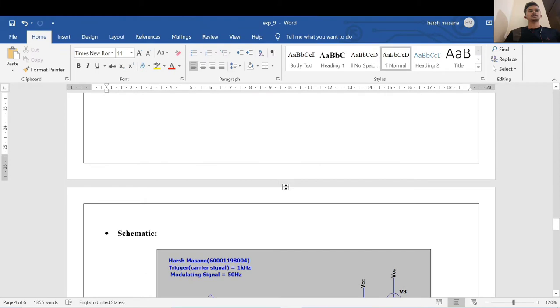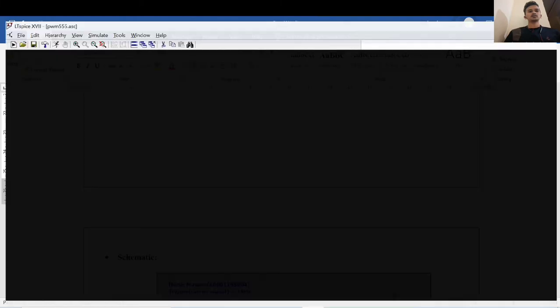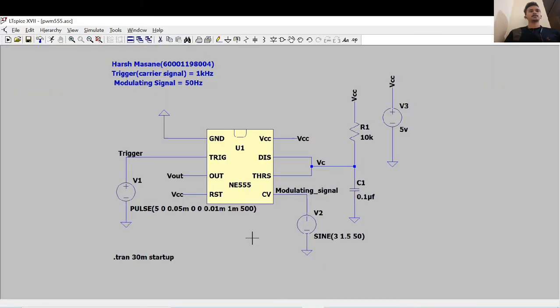So now let's design this circuit on LTSpice. So this is my circuit design. So here I am giving the modulating signal at the CV. So the control voltage depends on the voltage of the sine wave. So here we have taken a very low frequency which will work as a modulating signal, which is 50 Hertz, and at the trigger I am giving a high frequency which will work as a carrier signal. So here the amplitude of this pulse is 5 volts and the frequency is 1 kilohertz.